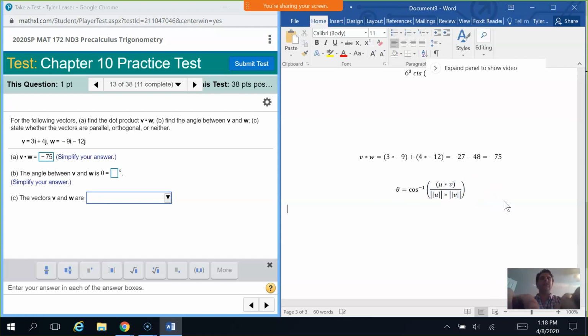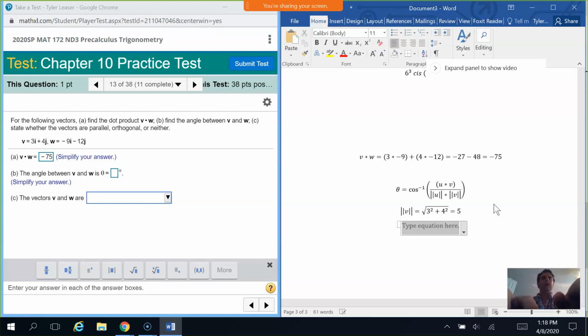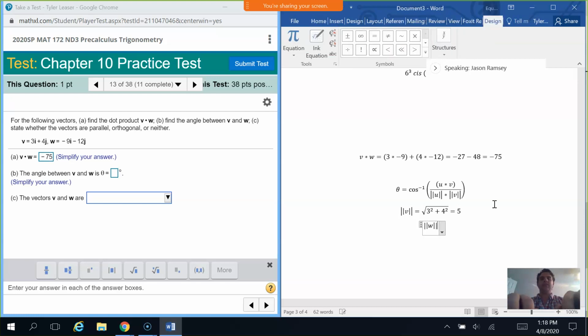Okay, so let's just do these separately. We already did the dot product up top there. That came out to be negative 75. But we are going to have to do the magnitude of the two vectors. The magnitude of V is going to be the square root of the components squared together. So 3 squared plus 4 squared. That'll come out to be 5 in the end. Yeah, that's 25. And then the magnitude of W is going to be the square root of 9 squared plus 12 squared.